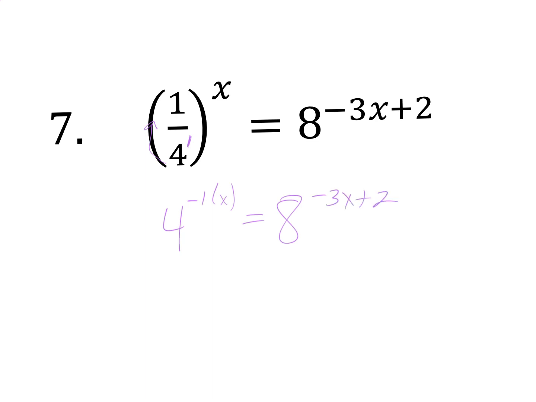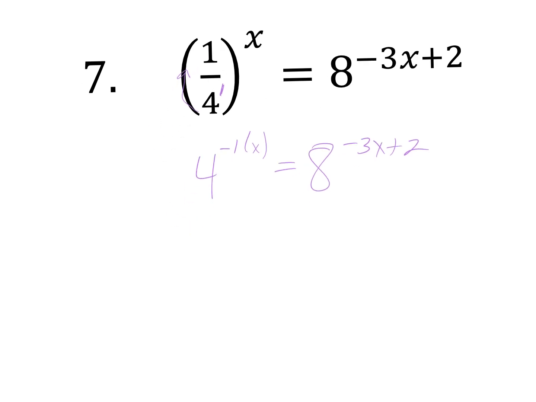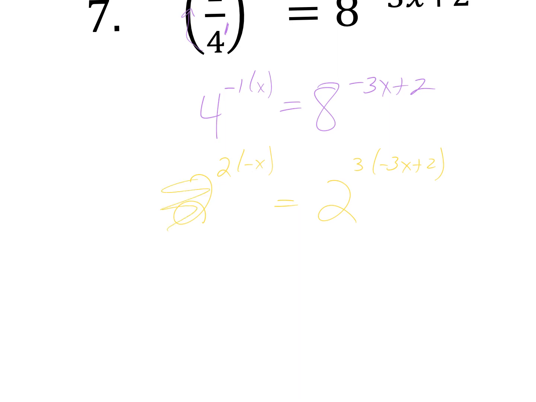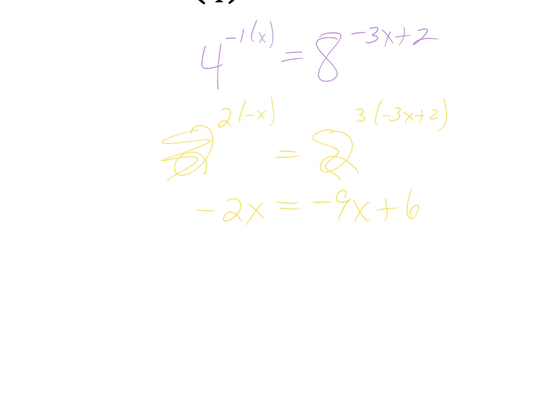It didn't go anywhere. And I have 8 to the negative 3x plus 2. Now that I have whole numbers, it's easier to look at. How can I rewrite 4 and 8 so they have the same base? 2, good. 2 squared, right, is the same as 4. And then I still have that negative x, negative 1 times x. Then over here, Mikey said 2 cubed, agreed. 2 cubed is 8, and then I still have 3x plus 2. Now that your bases are the same, we cross them out. I have negative 2x equals negative 9x plus 6. I'm going to add 9x to both sides. I have 7x equals 6.